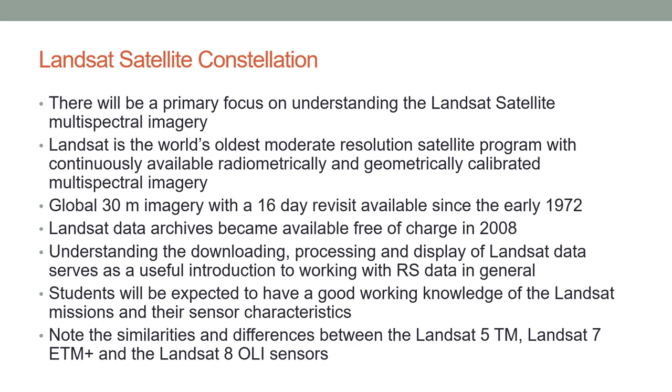So in this course, we will begin with a primary focus on the Landsat satellite constellation. Landsat is the world's oldest moderate resolution satellite program with continuously available radiometrically and geometrically calibrated multispectral imagery. This is very important because a lot of effort goes into making Landsat imagery radiometrically pristine, such that you can compare imagery taken a long time ago to different vintages very effectively. Global 30-meter imagery with a 16-day revisit cycle is available since early 1972. Actually, in the early Landsats, the revisit cycle was 18 days. Very quickly, it became 16 days as that worked better.